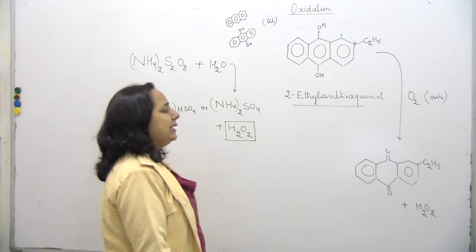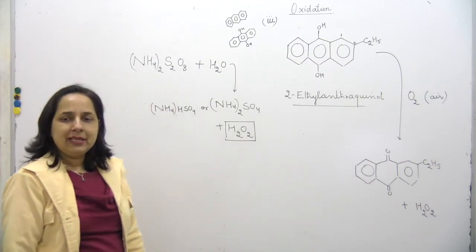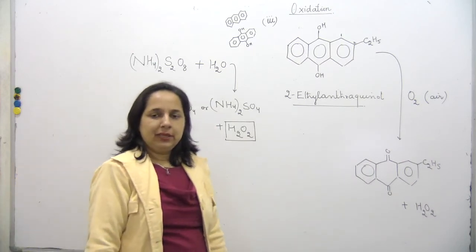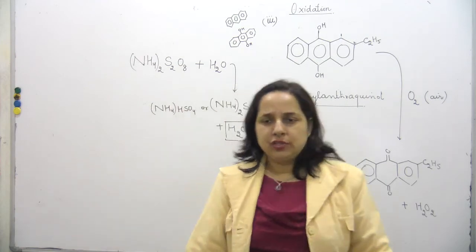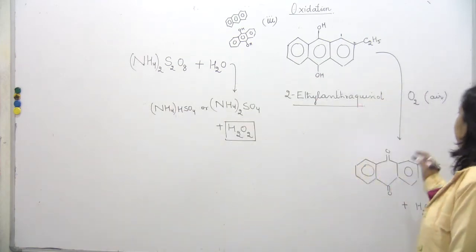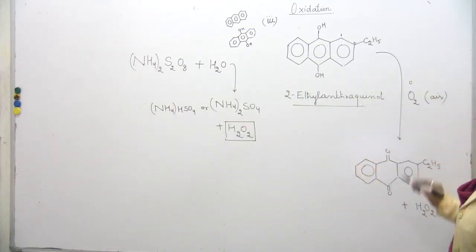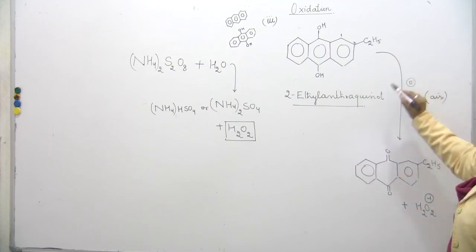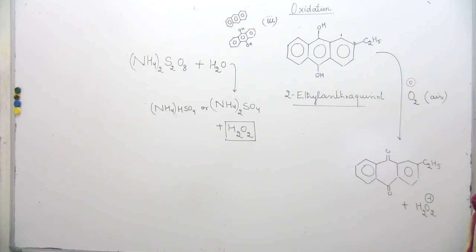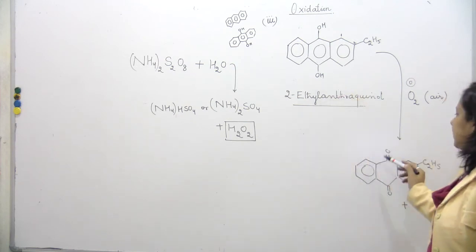It means indirectly we can say that we are oxidizing alcohol to ketone and we are reducing oxygen to hydrogen peroxide. Oxygen here is 0 and here is -1. It means oxygen is being reduced and alcohol is being oxidized.